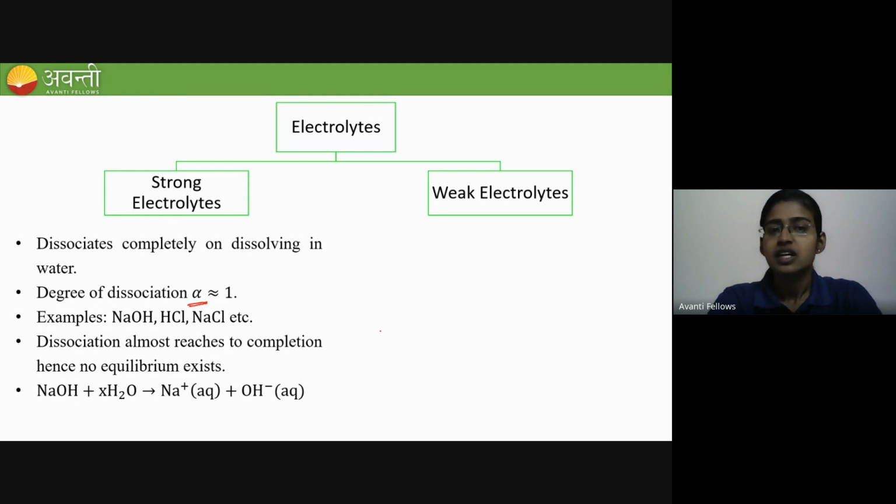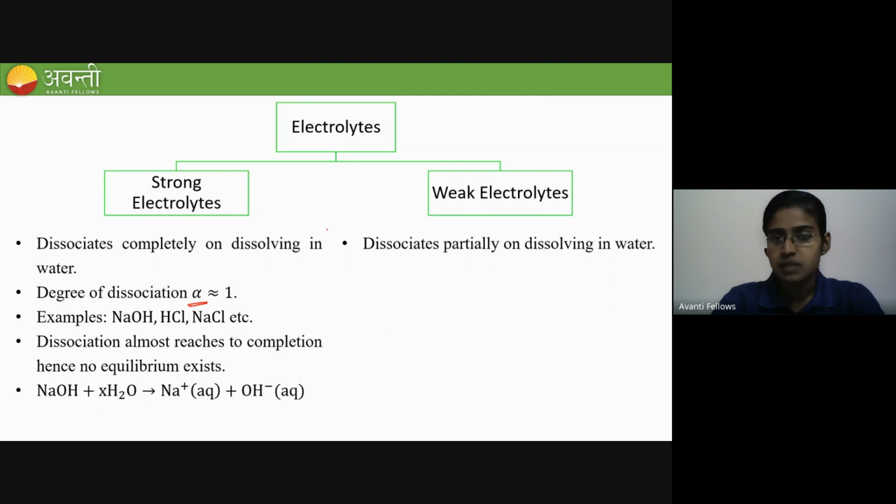So we will move on to weak electrolytes. Weak electrolytes dissociate partially. This term is very important. The partial dissociation on dissolving in water, those substances are called weak electrolytes.